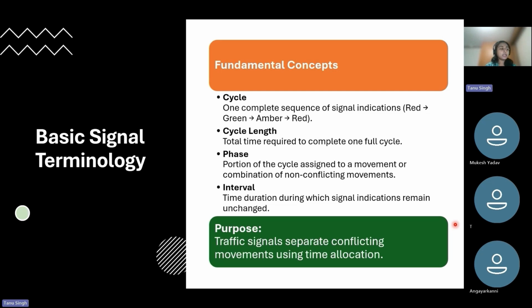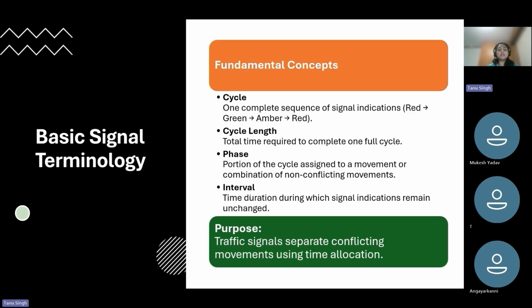Then comes the cycle length. The cycle length is the total time required to complete one full cycle. Next we have the phase. A phase is a portion of the cycle allocated to a particular movement or combination of non-conflicting movements. For example, north-south traffic in one phase, or east-west traffic in another phase.